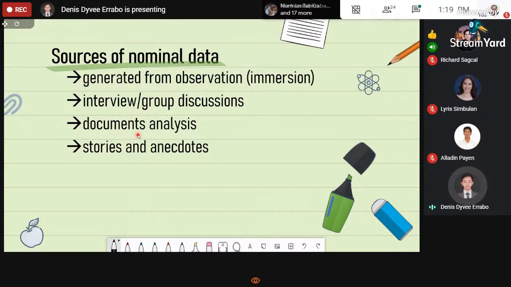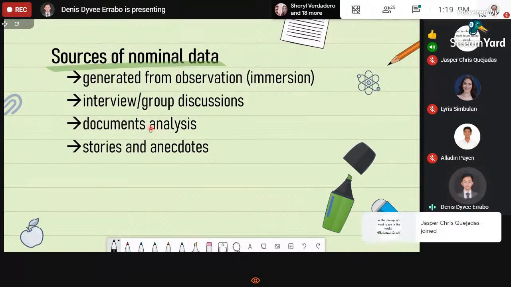Nominal data can also be generated through document analysis using a certain protocol. We can identify what document could be utilized for a certain cause. For example, if you're looking for a documentary analysis on different policies on education, you need to determine a certain unit of analysis that you're going to look for while you are scanning and skimming some of the data.